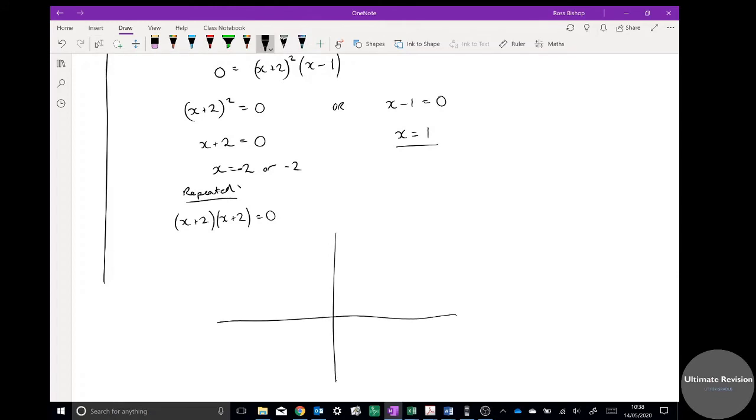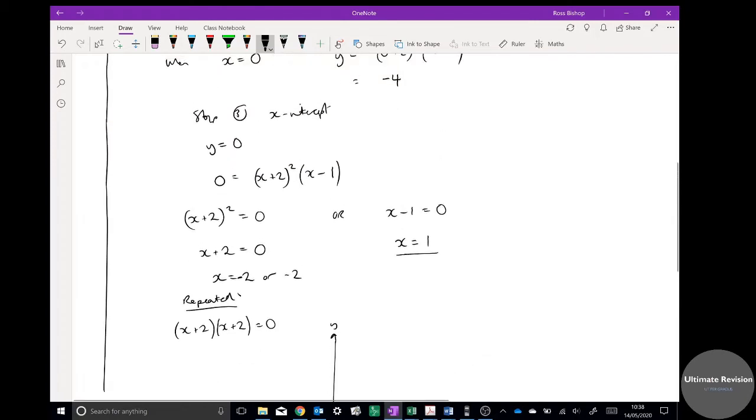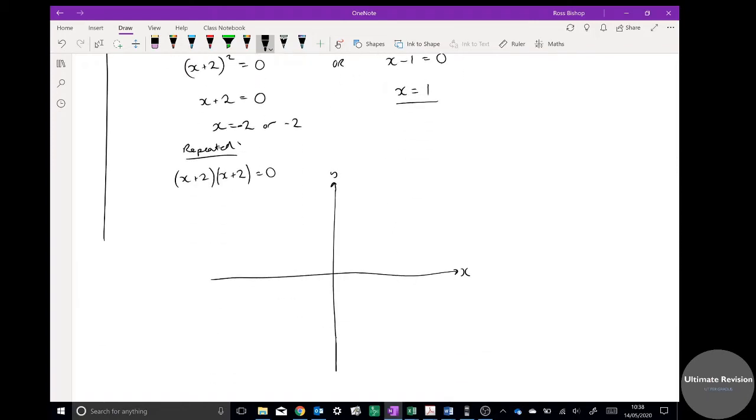So, draw the axes in. y, x. I know it crosses my y-axis at negative 4. I'm going to put 0, negative 4 there. And I know it crosses my x-axis at 1, 0 and negative 2. Again, it doesn't have to be to scale. Just get it roughly right. Now, because this is a repeated root, this means that is a turning point. Any repeated root is a turning point. Remember the shape was this.